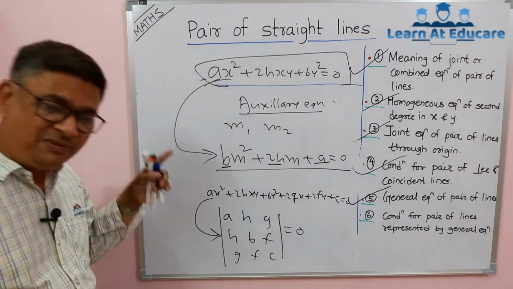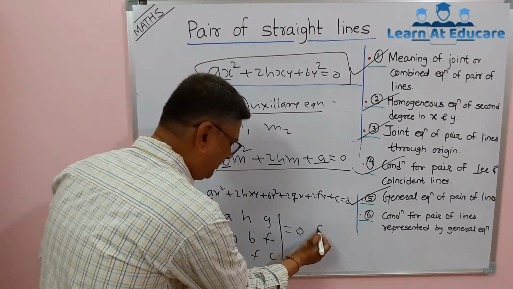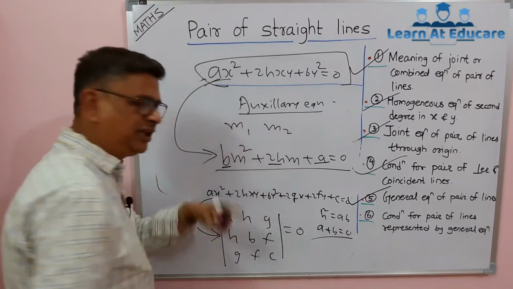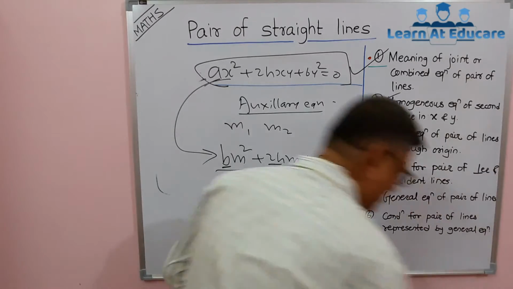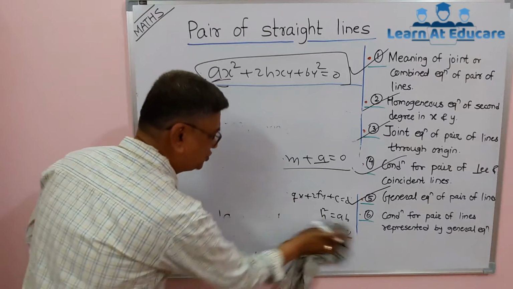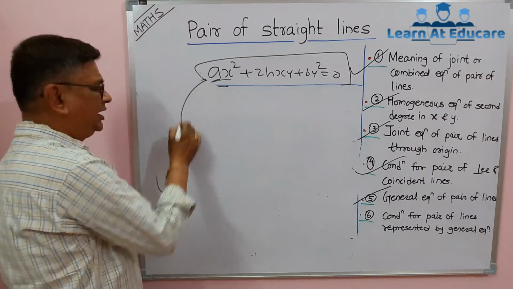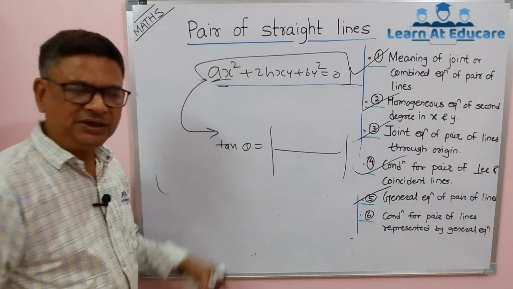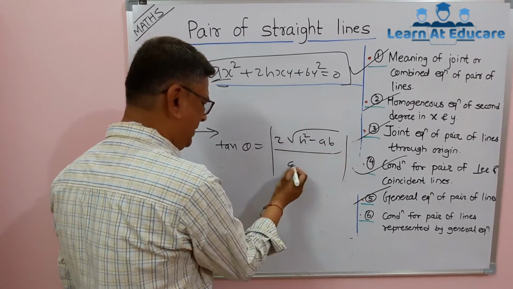Here two lines can be parallel, perpendicular or coincident. Then the condition for parallel lines is h square equal to ab, and the condition for perpendicular, like in the previous, is a plus b equal to 0. Now for the lines passing through origin, if their joint equation is ax square plus 2hxy plus by square equal to 0, of this type, then the acute angle between them is given by the formula tan theta is equal to mod of 2 square root of h square minus ab upon a plus b.